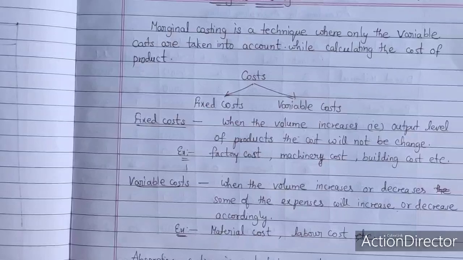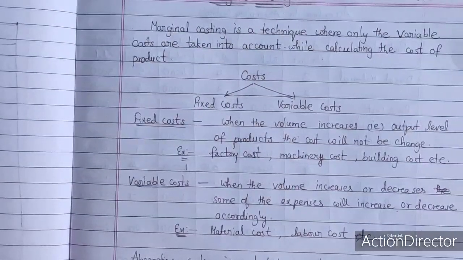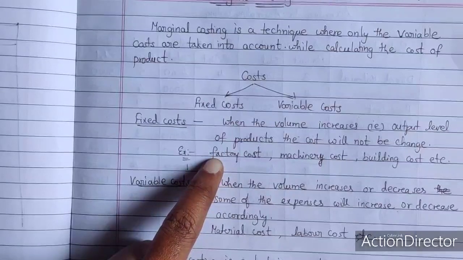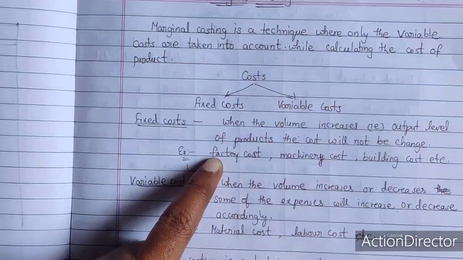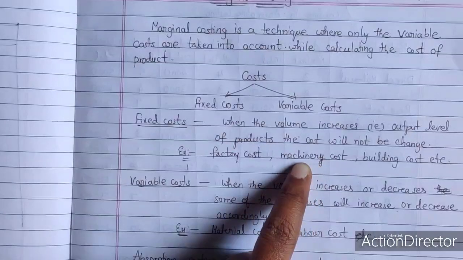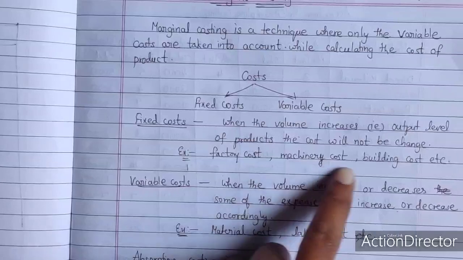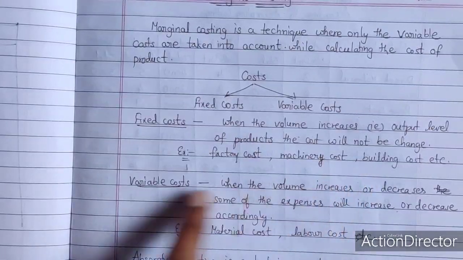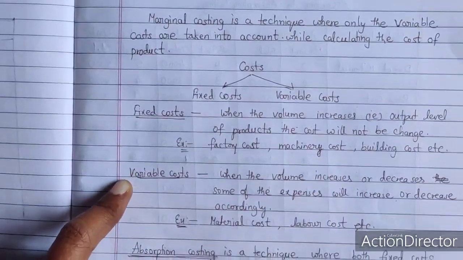Fixed cost means when the volume or the output level of the product increases, the cost will not be changed. For example, factory cost will not be changed if the output level increases or decreases. Machinery cost will not be increased or decreased whether the output level is increased or decreased. Building cost will remain the same whether the output level is increased or decreased. So that is called fixed cost.